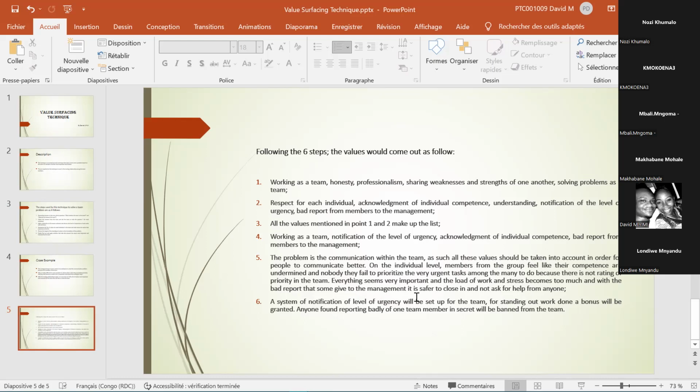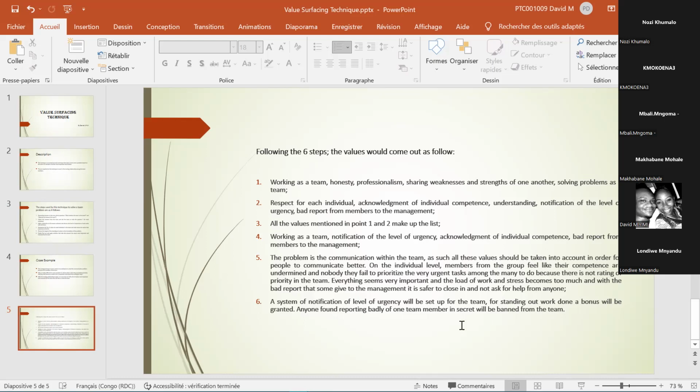Bad report that some give to the management, it's safer to close, so people close up. So it was one of the main reasons people go there to tell things when someone is not ready, or most of the time it's to cover oneself by accusing the other person, to say that it's because of that one not doing a good job, and that was not good. On the 6 point, it has been solved, because we said anyone found reporting badly on that will be kicked out of the group, because we don't want people going there. If you have something you find not good, come tell me. Don't just go there, cover yourself to make yourself look good about something when we know that's not exactly the case.